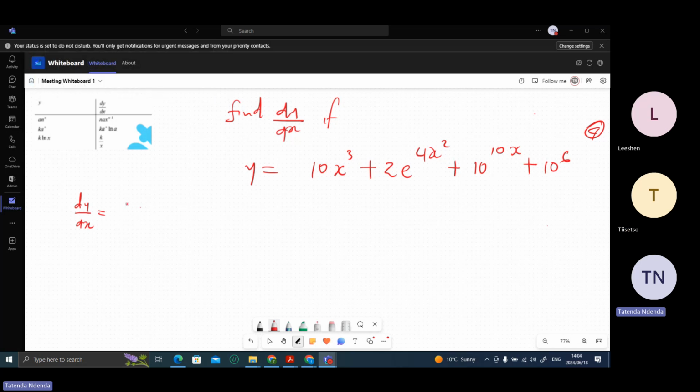Lishan is laughing. Yeah, give me the answers. Can I give mine first, Tatenda? Yeah, it's fine. I have 30x squared plus 2e to the power 4x squared multiplied by 8x ln 2e, plus 10 to the power 10x multiplied by 10 ln 10, plus 0.